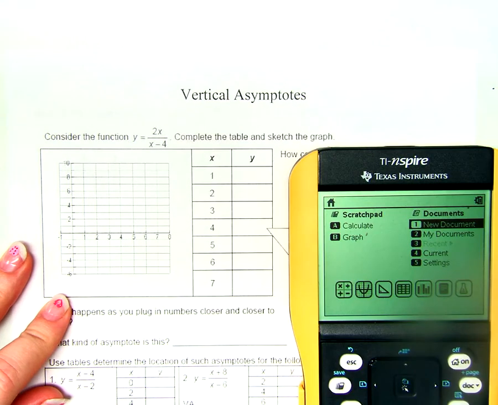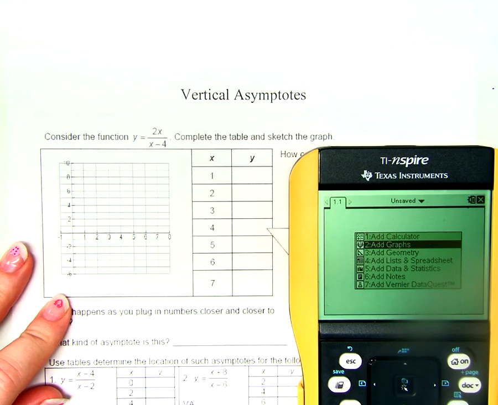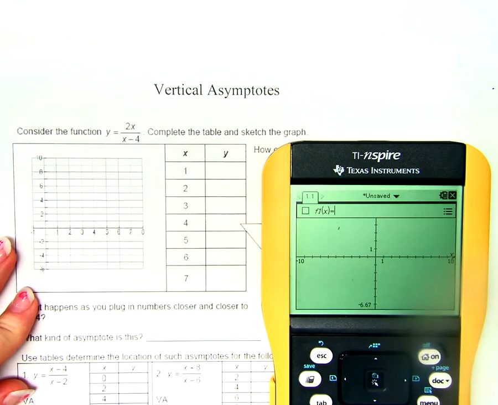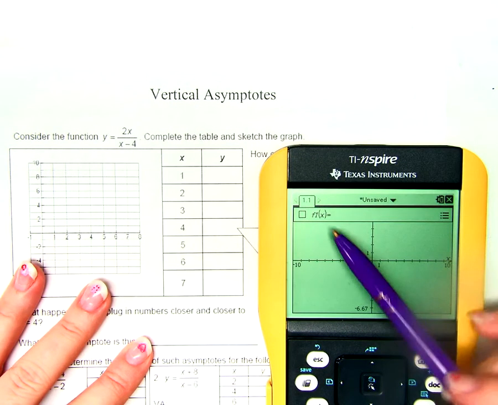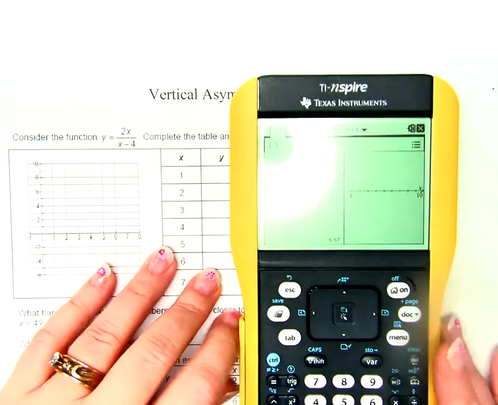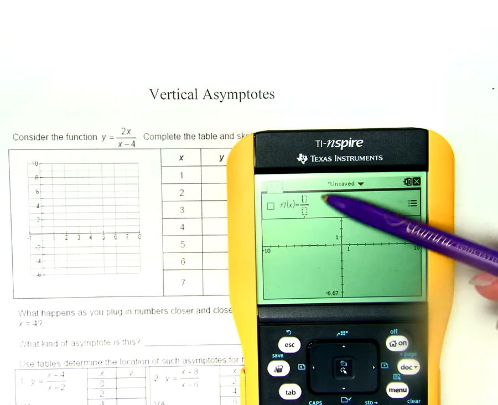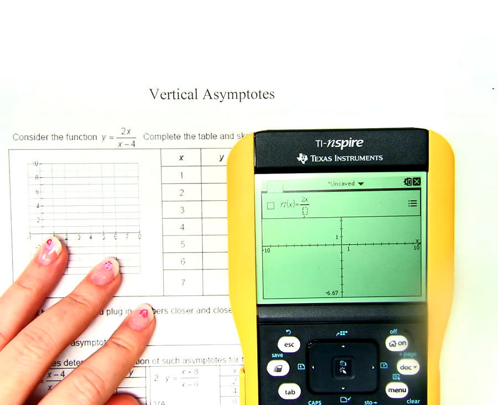Right? So I'm going to start a new document. No, I don't want to save the old one. I'm going to start a graph. And do you remember how to get the fraction looking thing into your y equals? Okay, control divide will make it look like a fraction. I'd really rather use that than parentheses because parentheses really get confusing. Might as well make it look like what we want.